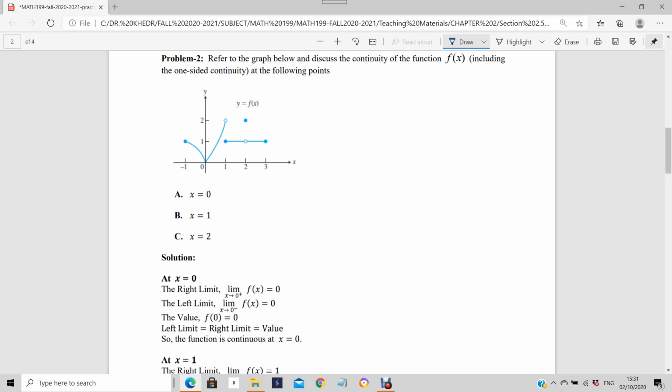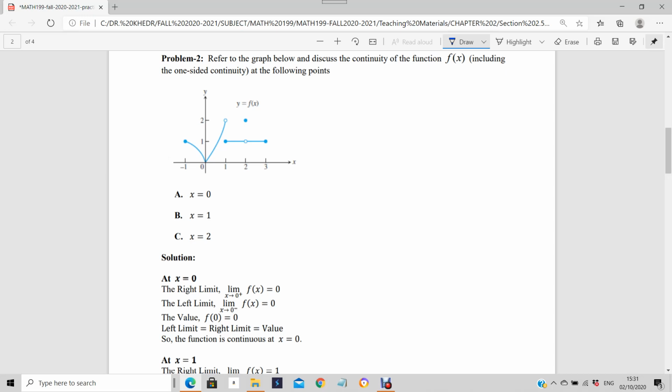Again, we have to find the limit of the function at x equals 0. So the right limit is equivalent to 0, the left limit is equivalent to 0, then the limit of the function is 0. The value of the function f of 0 is also 0. Why? Because at x equals 0, there is no open circle. So the graph is continuous here, or the graph is not broken. So the value of the function is 0, the limit of the function is 0, so the value of the function is equivalent to the limit of the function, so the function is continuous at x equals 0.